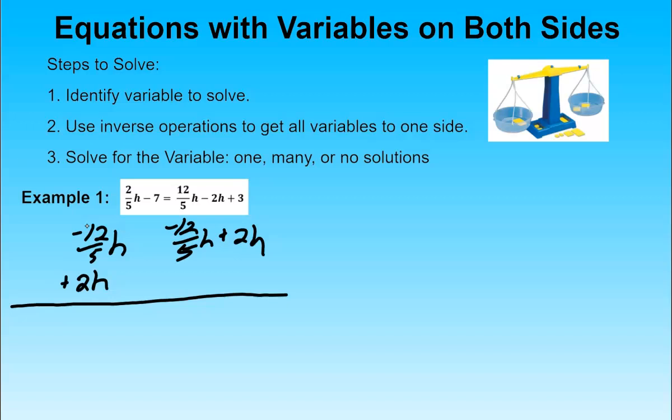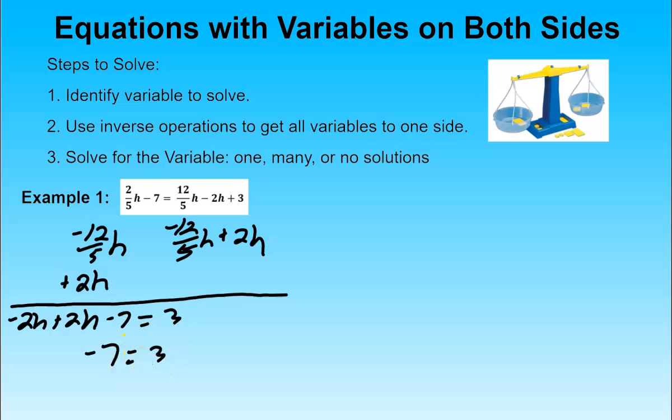Negative 10/5 means negative 10 divided by 5, which gives me a negative 2. So I have a negative 2h plus 2h. So let me put that down right here. So I have negative 2h plus 2h, and then I have a minus 7 equals a positive 3. So negative 2h plus 2h is 0. So all I have left is a negative 7 equals a positive 3.